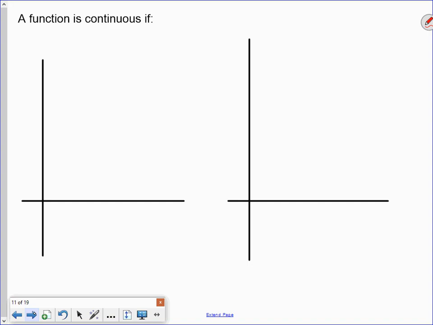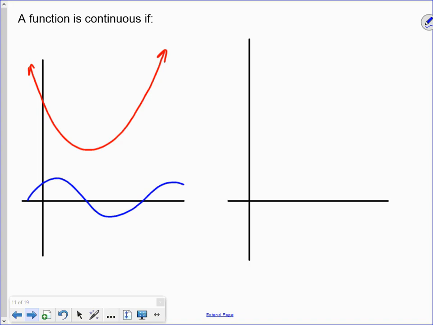So if I am drawing a quadratic function like this, I could draw that whole thing. I didn't have to lift the pen off the board. Similarly, if I'm drawing a sine function, let's say, I can draw that whole thing without having to lift the pen off the board.